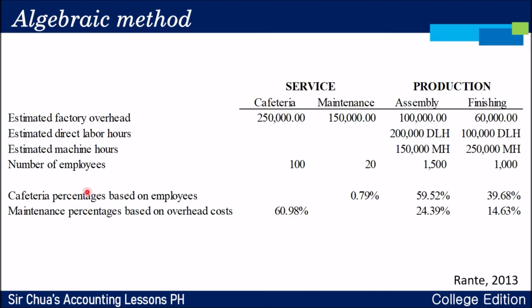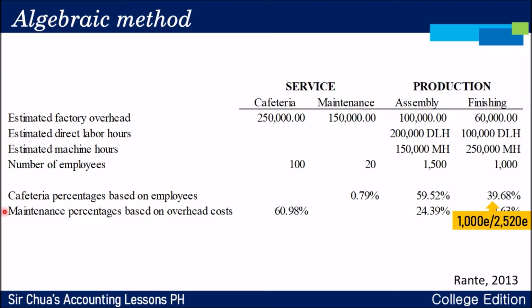Okay? Now, the cafeteria percentage will be based on employees. So, paano po nakuha yung 0.79%? You just divide pala. 20 employees divided by 2,520 employees. This one, and this one. Okay? Paano naman po nakuha yung 59.52%? 1,500 employees divided by 2,520 employees. So, you know the drill here sa finishing. 1,000 employees divided by 2,520 employees.